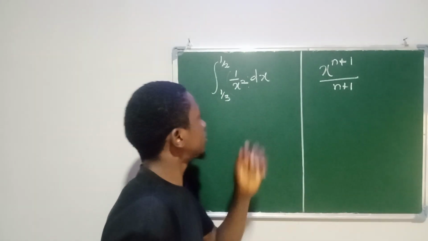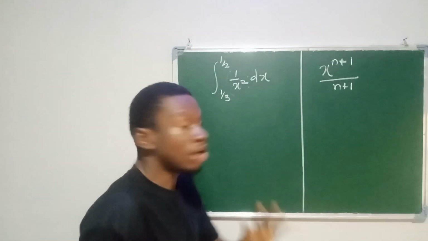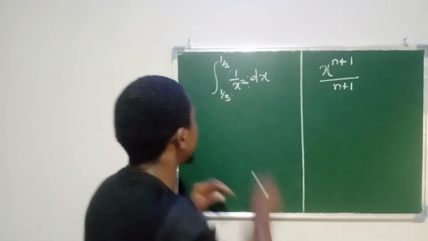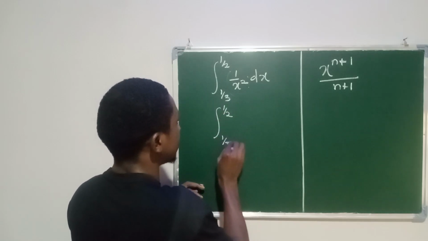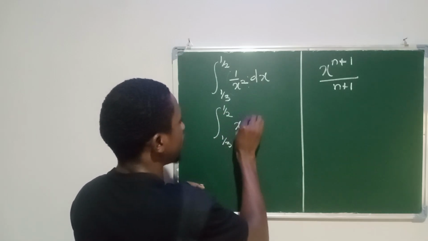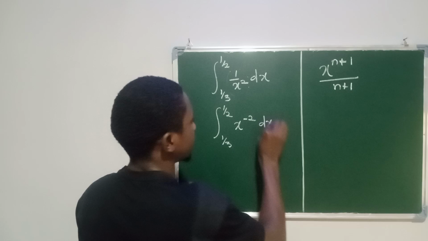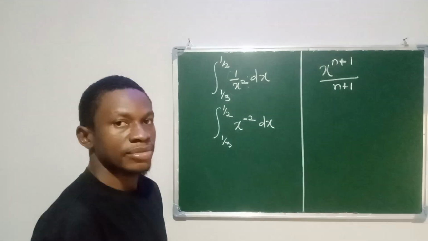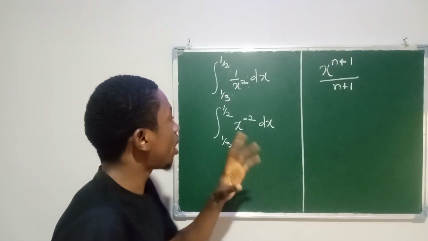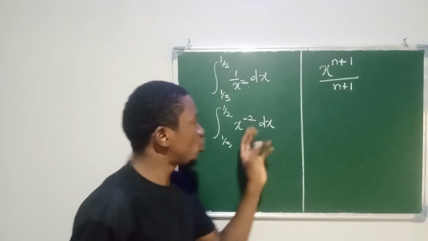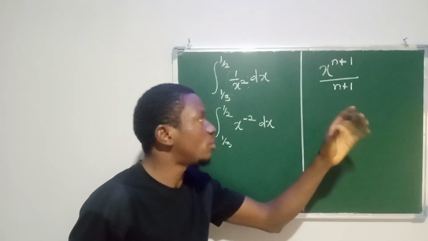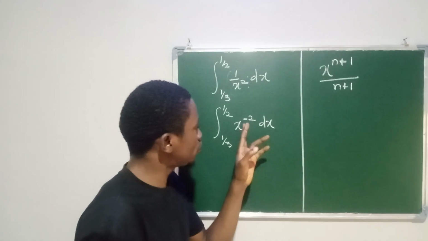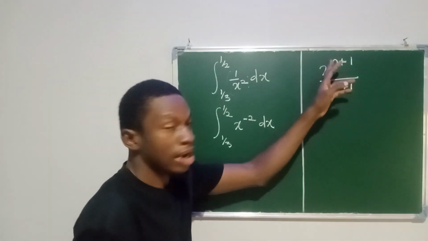Having done this, we can now rewrite this as the integral from 2 to 3 of x raised to the power of minus 2 dx. So in this case now, our n is minus 2. So we are going to apply this formula here. This is the basic formula, the formula for integration. Minus 2 is the power.